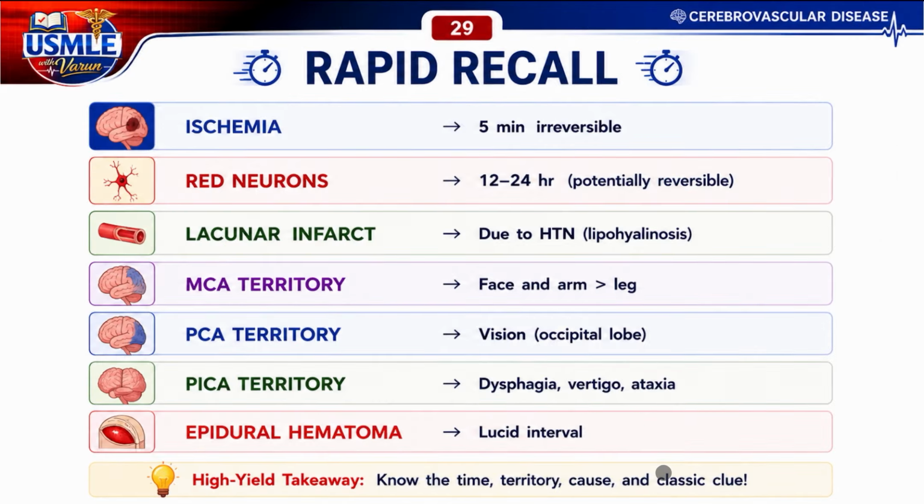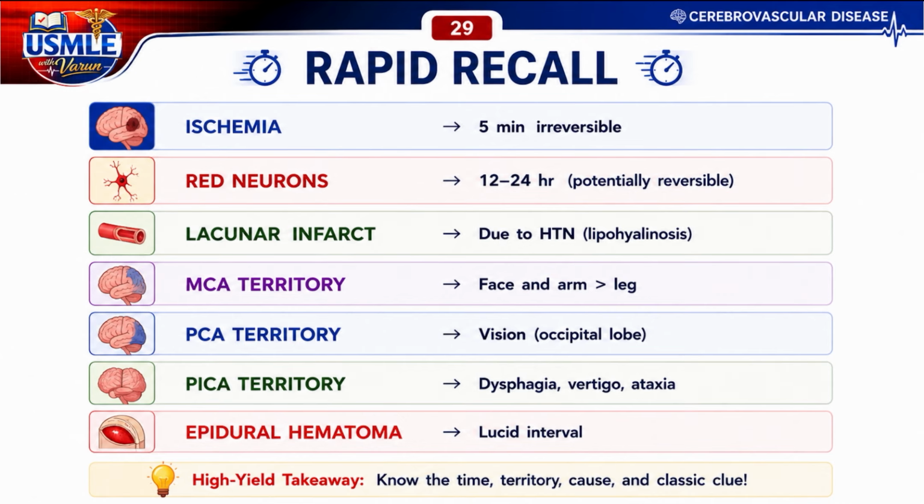mydriasis, or dilated pupil. Now we'll try to revise everything that we have discussed in this module. So ischemia, after 5 minutes, the damage is irreversible. Red neurons appear within 12 to 24 hours. Lacunar strokes are usually due to hypertension, which is associated with lipohyalinosis. Middle cerebral artery affects the face and arm more commonly than the leg, whereas posterior cerebral artery usually affects the vision because of occipital lobe involvement.